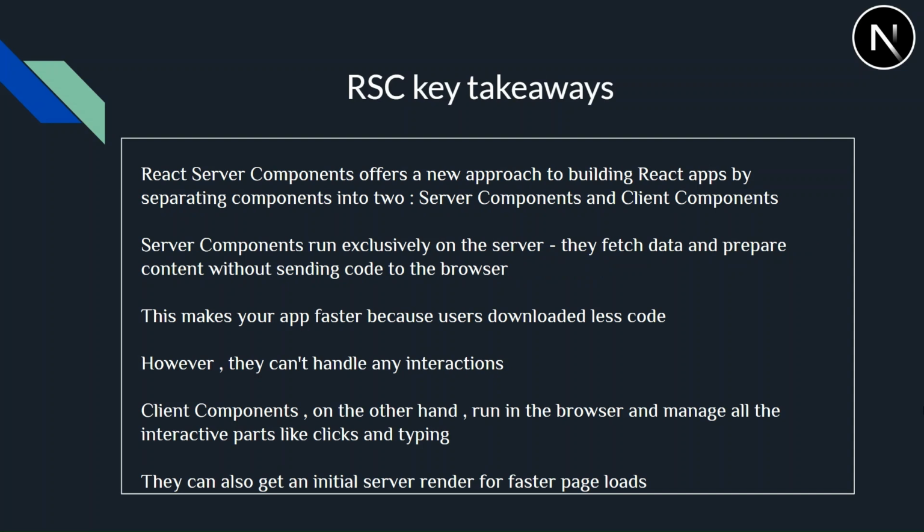So what are the key takeaways of React server components? React server components offer a new approach to building React apps by separating components into two: server components and client components. Server components run exclusively on the server. They fetch the data and prepare content without sending code to the browser. This makes your app faster because users download less code. However, they can't handle any interaction. Client components, on the other hand, run in the browser and manage all the interactivity, like clicks and typing. They can also get an initial server render for faster page loads.